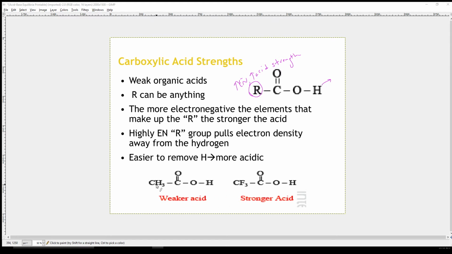So looking over here, we have CH3, a methyl group, versus CF3. What you're going to want to do is compare the electronegativities of these two. In this case, if you look at hydrogen's electronegativity versus fluorine's electronegativity, this one is lower than this one. So all of our electrons are getting pulled that way, and our hydrogen gets knocked off more easily. Pretty cool.